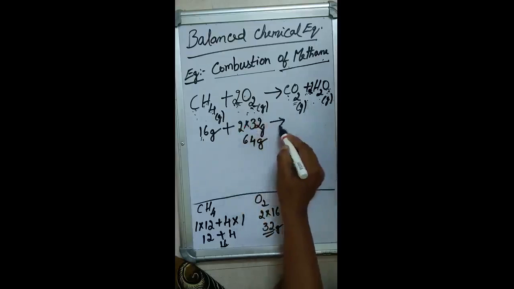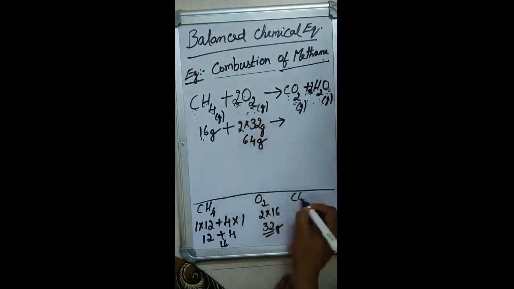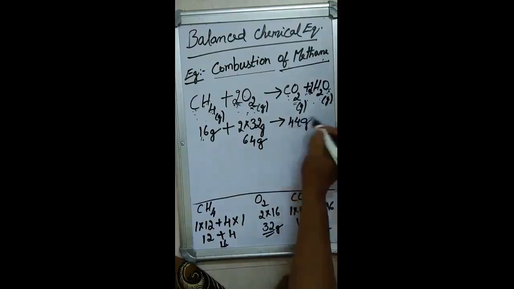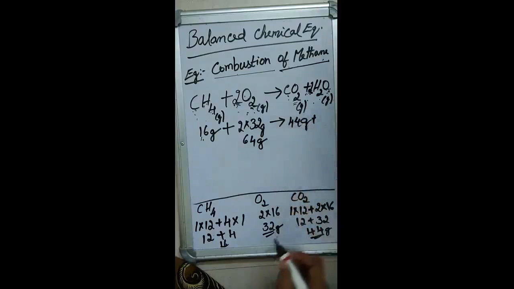Now I am moving to the next one, carbon dioxide. Okay, here I will write carbon dioxide. How many carbon atoms are present? 1 into atomic mass is 12 plus oxygen, there are 2 oxygen atoms into 16. So 12 plus this is 32. What is the answer you will get? 44 gram. So here I will write 44 gram plus water.